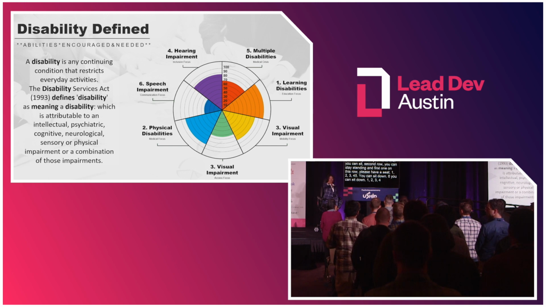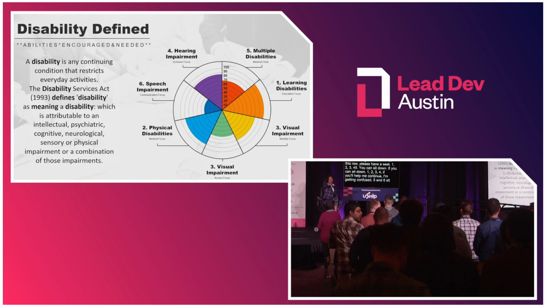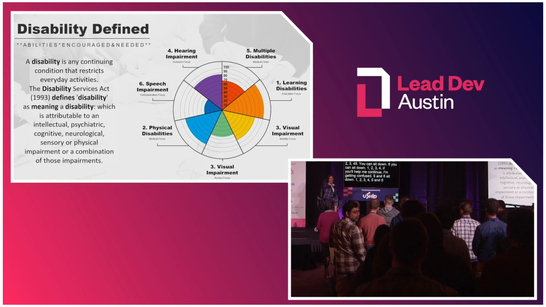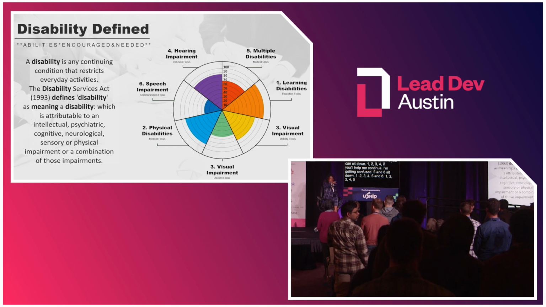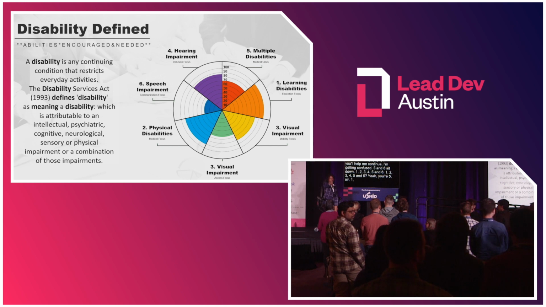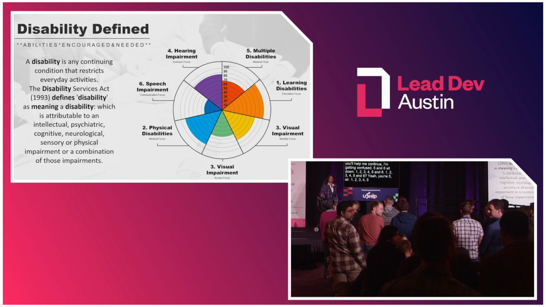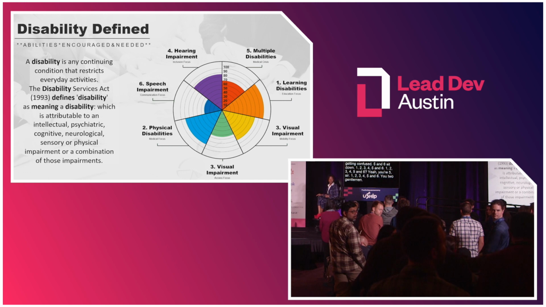If you'll help me continue, I'm getting confused. 5 and 6. Sit down. Okay. 1, 2, 3, 4. 5 and 6. 1, 2, 3, 4. 5 and 6. Yep, you're 5, sir. 1, 2, 3, 4. 5 and 6. You two gentlemen, help me out on that back row. First 4 remain standing. Last 2 have a seat.